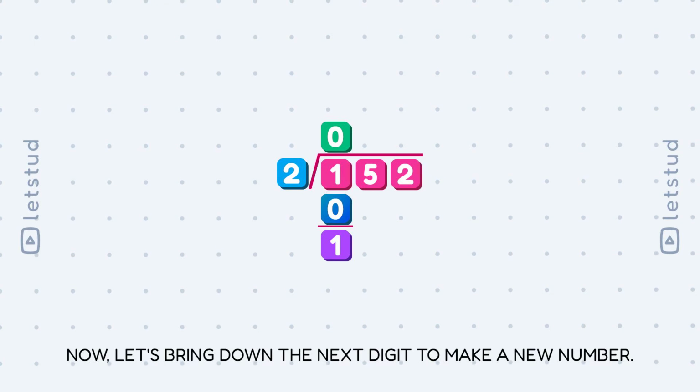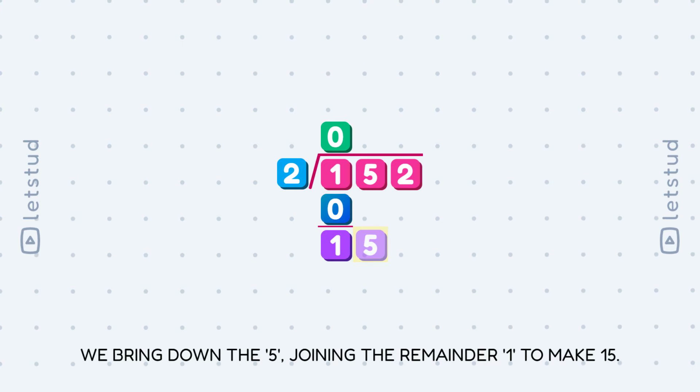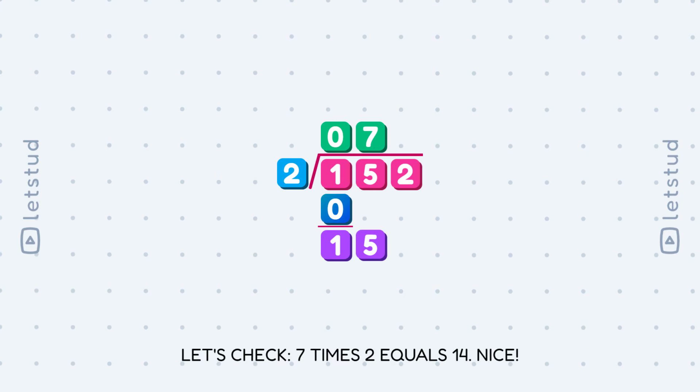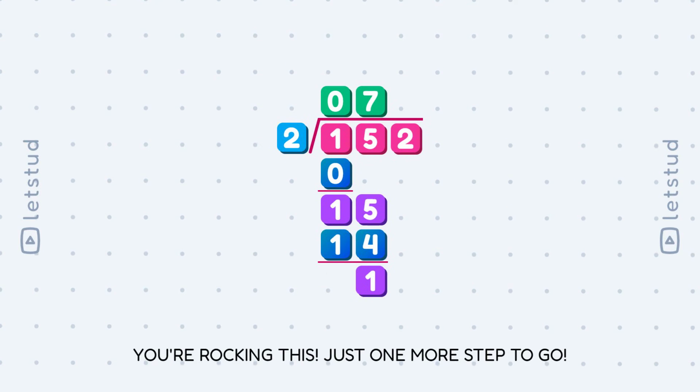Now, let's bring down the next digit to make a new number. Welcome to step 2. We've got a new number to work with. We bring down the 5, joining the remainder 1 to make 15. How many times does 2 go into 15? Think of your 2's times tables. It's 7. Let's check. 7 times 2 equals 14. Nice. Now subtract. 15 minus 14 leaves us with 1. You're rocking this. Just one more step to go.